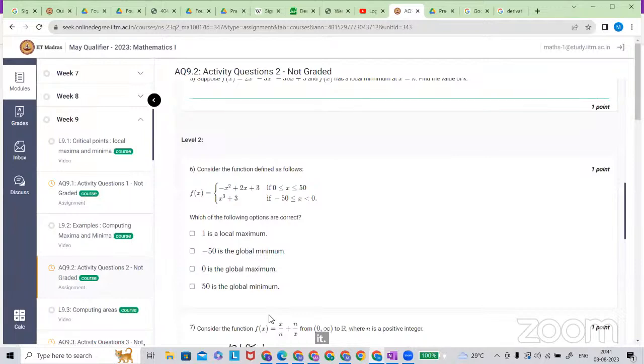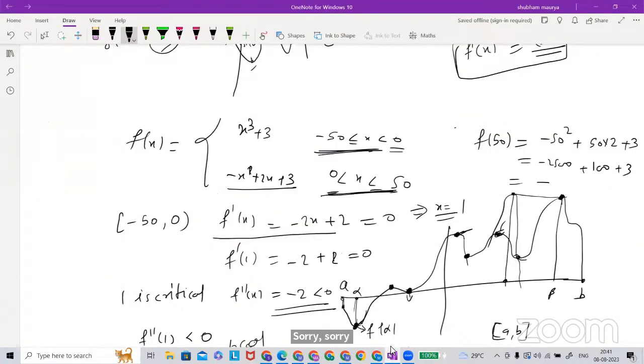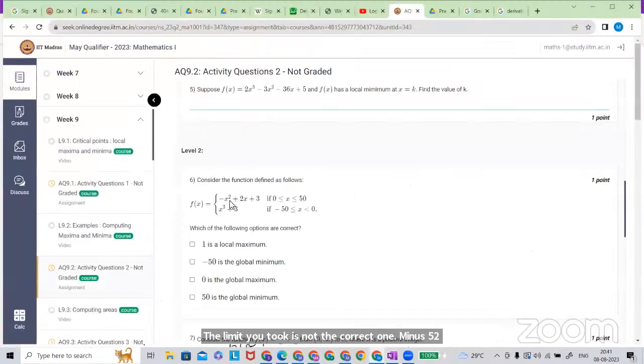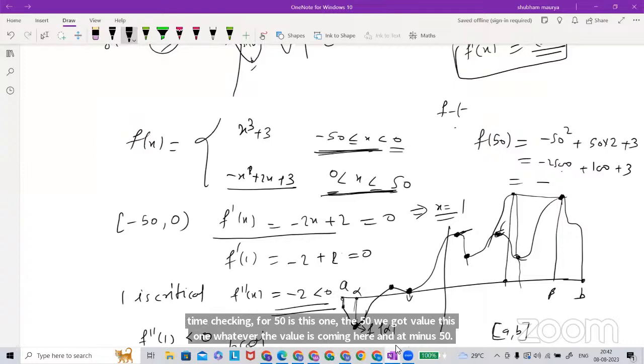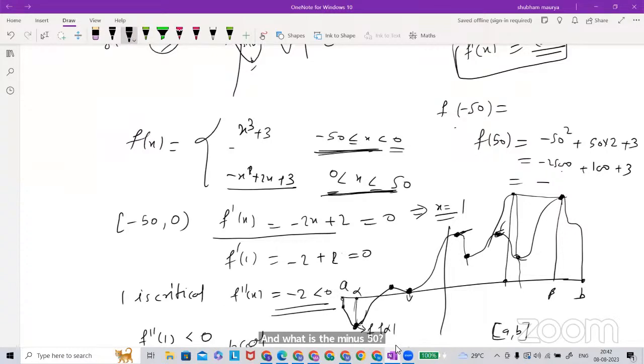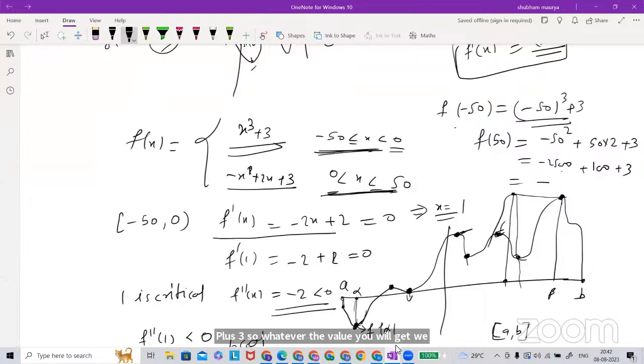Minus 50 cube, sir. Oh, -50 cube. Here it is asking for -50, so I have to check -50. For 50 we got this value, and at -50 the function will be -50 cube plus 3. Whatever the value is, we just need to calculate it here.